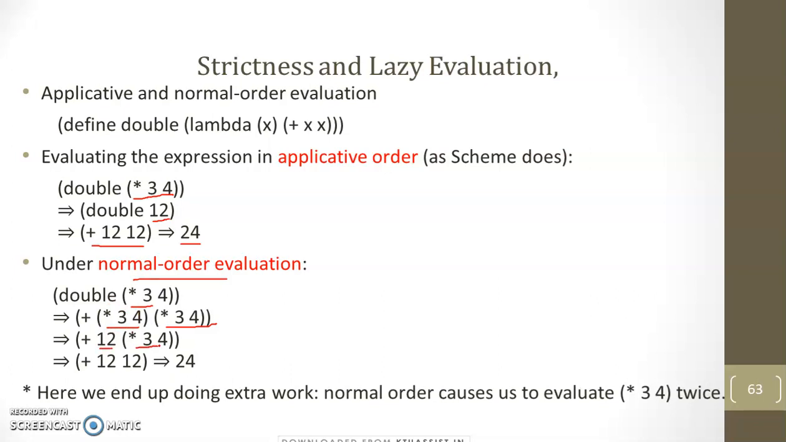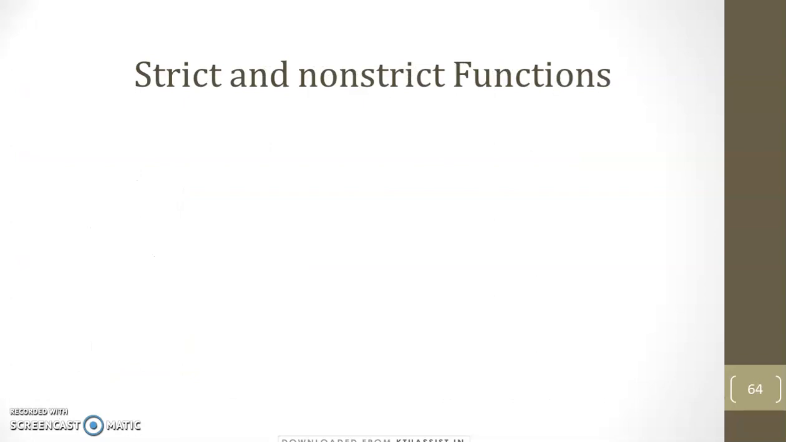Hence, some additional calculation is being done. In applicative order evaluation, multiplication is done only once, while in normal order evaluation, it is done twice. So that was the difference between applicative and normal order evaluation. And lazy evaluation follows normal order evaluation.